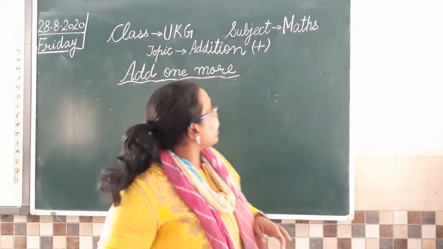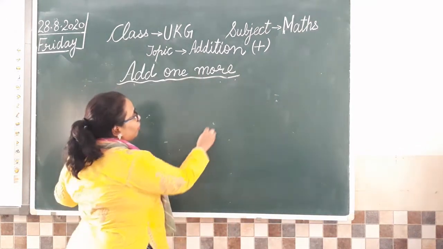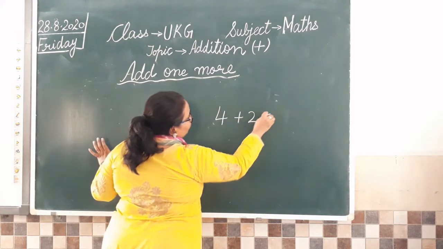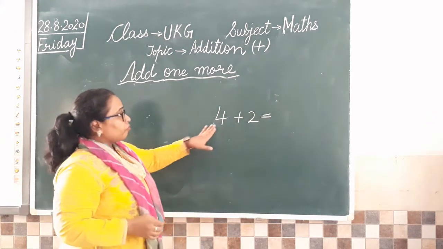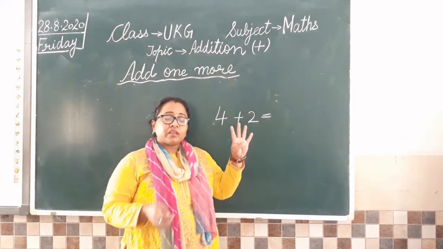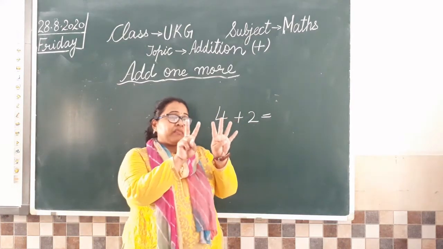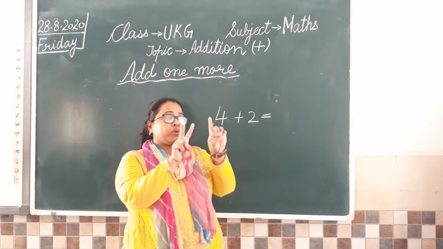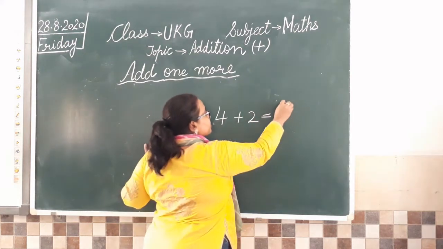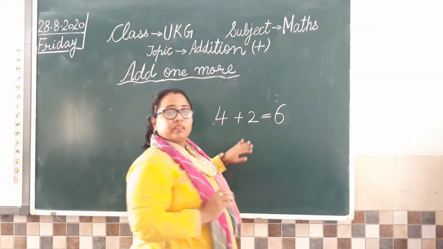So how did we do that? We have done that in the form like I have told you, 4 plus 2. So what will be the answer? 4. So we have done it in the form of 4 fingers, then 2 more fingers, then we count 1, 2, 3, 4, 5, 6. So the answer is 6. We have done in this way.